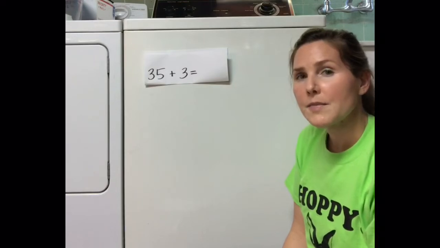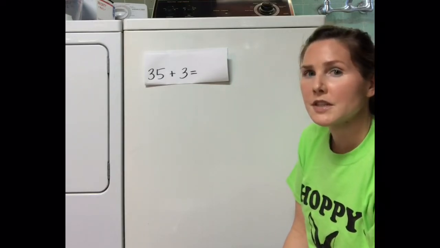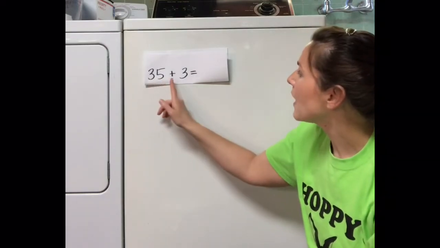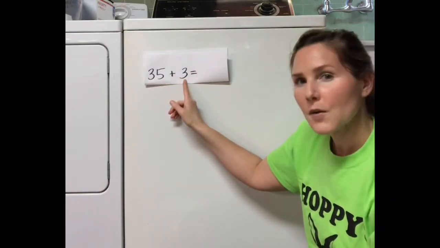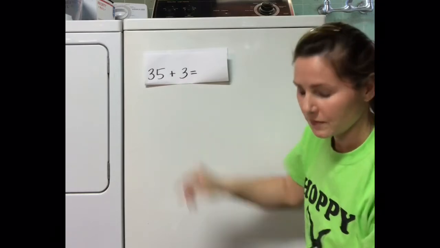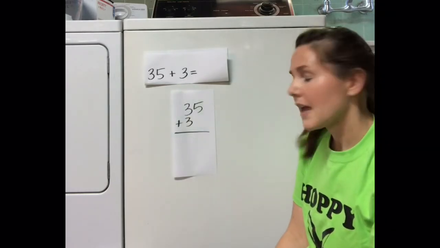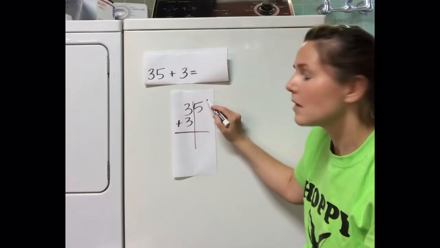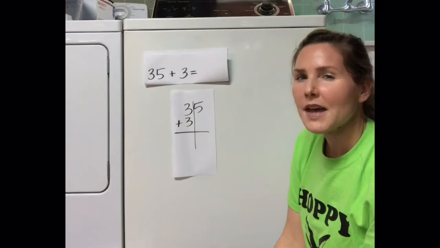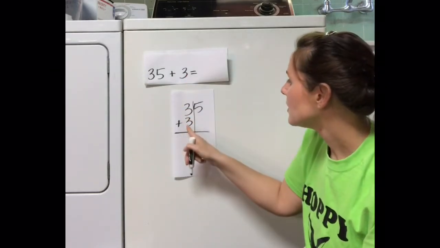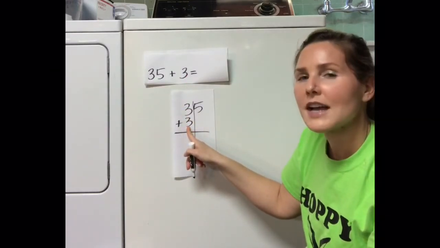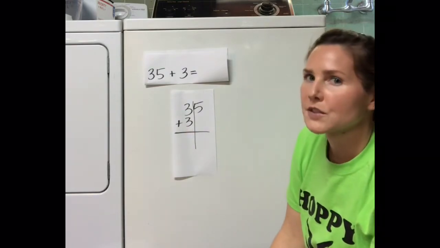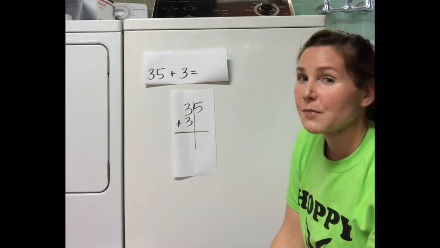Here's another problem that's hopefully going to demonstrate the importance of aligning your columns when you add vertically. This problem says 35 plus 3. Look what happens when I don't line up the columns. I rewrote the problem vertically, and at first it might seem like I did a great job. We've got a separate ones column as well as a tens column. But I wrote the number 3 in the tens column. 3 tens is actually equal to 30. So what I'm adding here is not 35 plus 3. What I'm adding here is 35 plus 30.